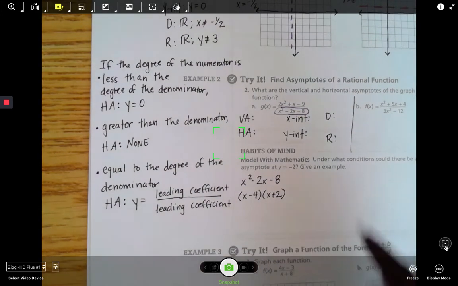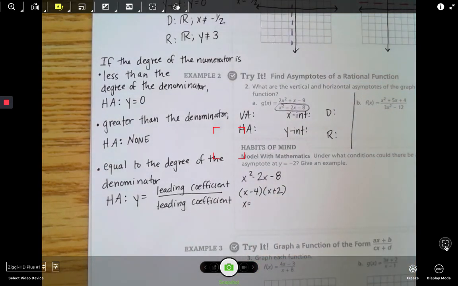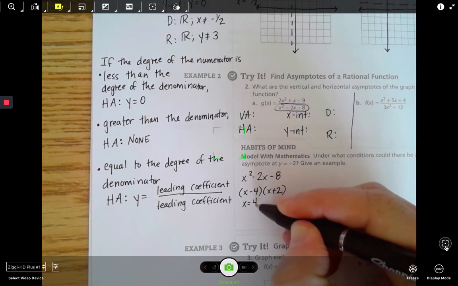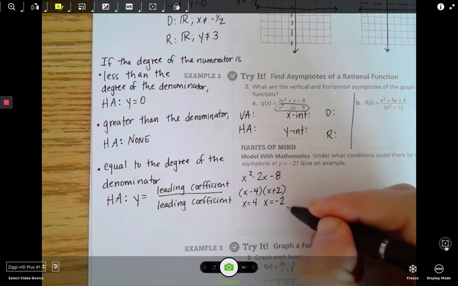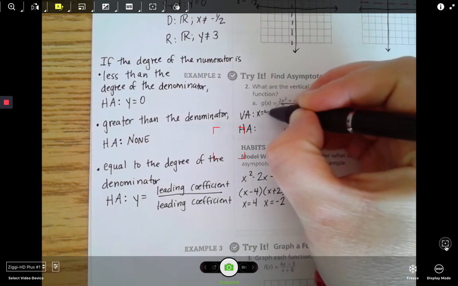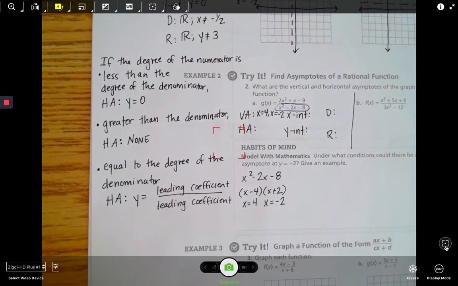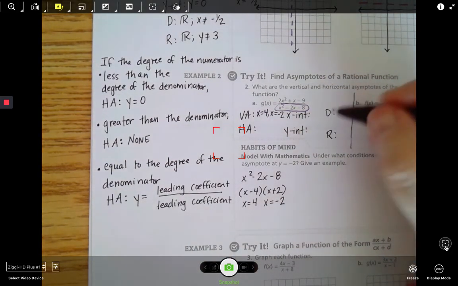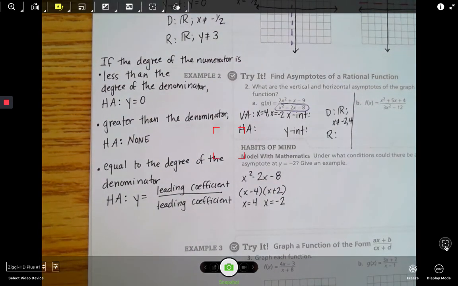So what would x equal? X equals 4, right? And x equals, what else? Negative 2. So I would write x equals 4, x equals negative 2. So now we can fill out our domain. That's all real numbers, correct? Except x cannot equal negative 2 or 4.